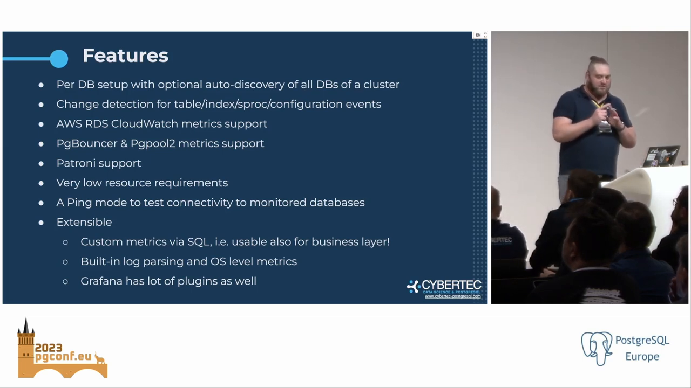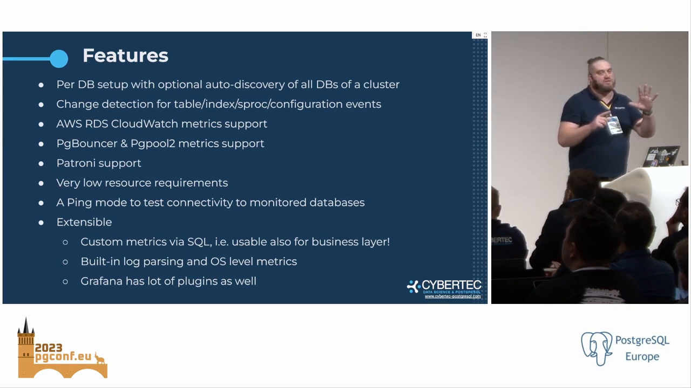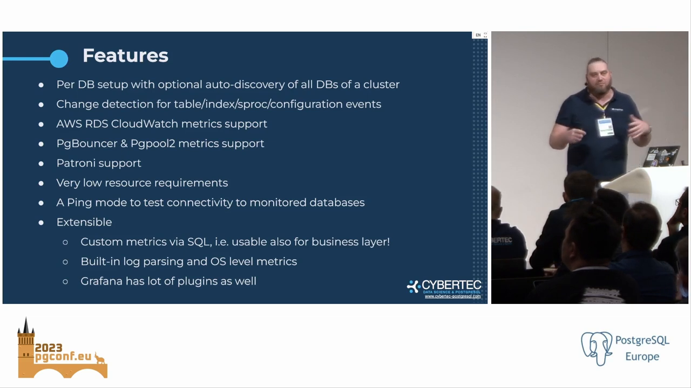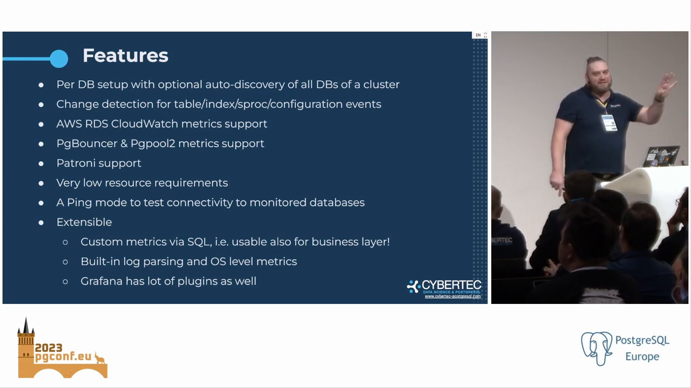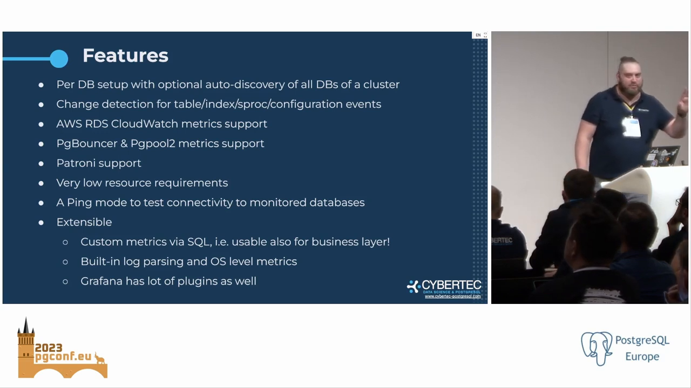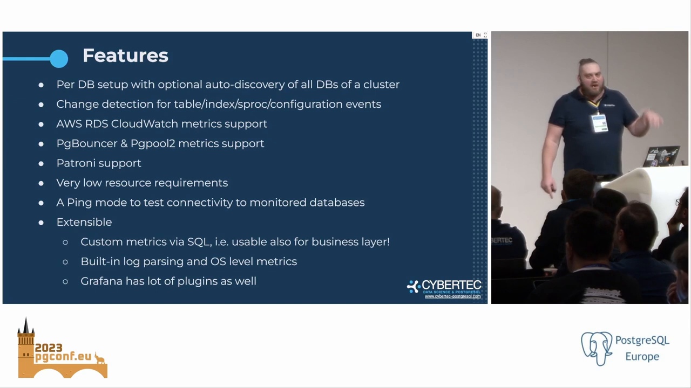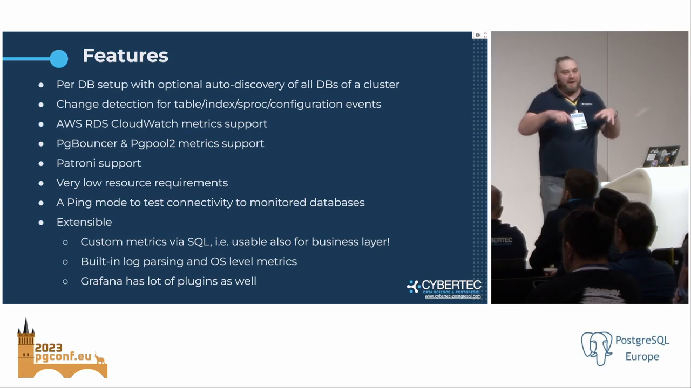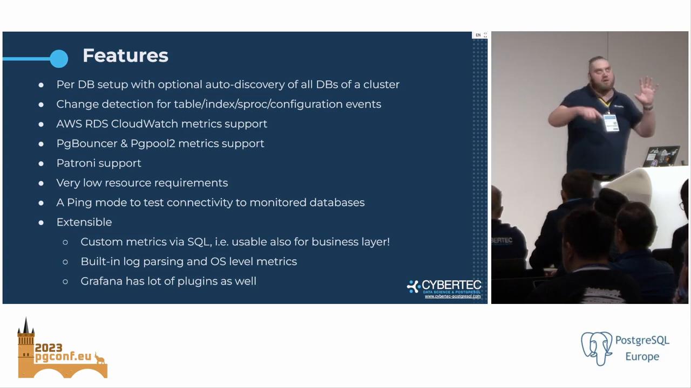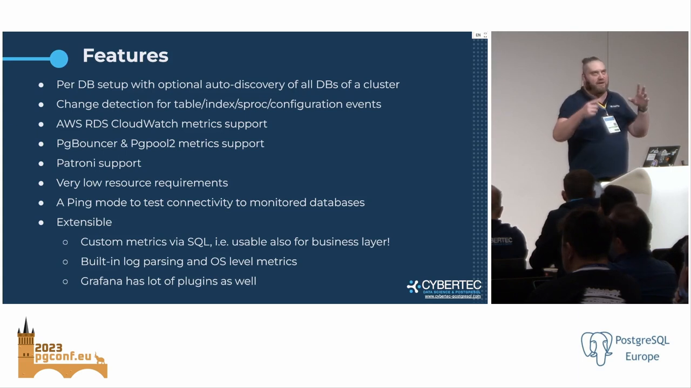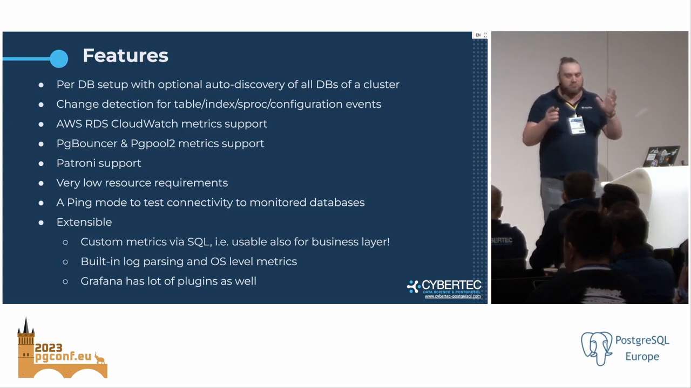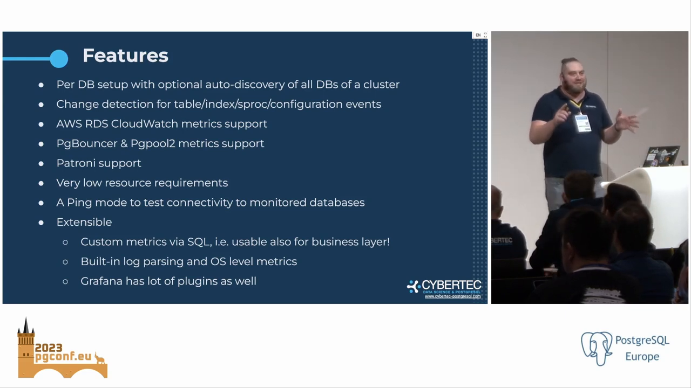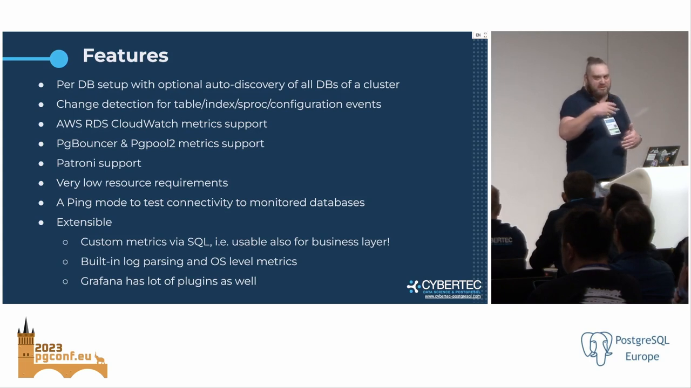If you have a lot of databases and you don't want to add them manually, you can specify one database, for example, postgres or template1, to connect to, and then discover all other databases in this cluster. And they can be added automatically. The list will be updated every, I don't remember how many seconds, I mean, 5 minutes, for example. So if it's a dynamic environment, you don't need to constantly update the list of monitored databases. They will update automatically.